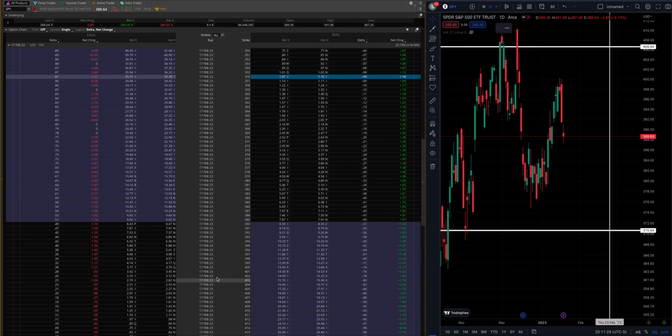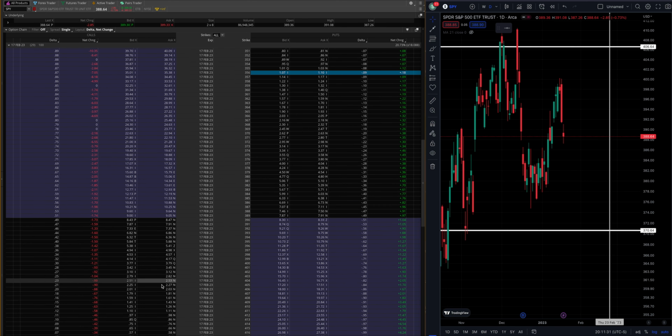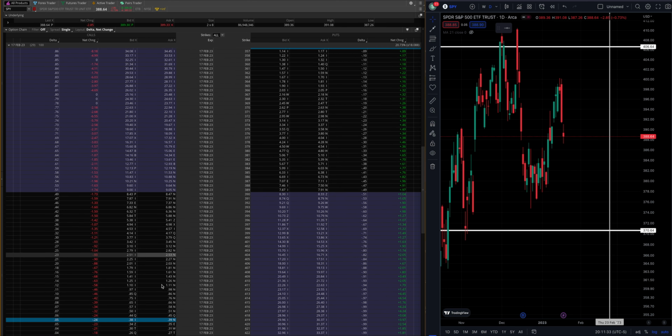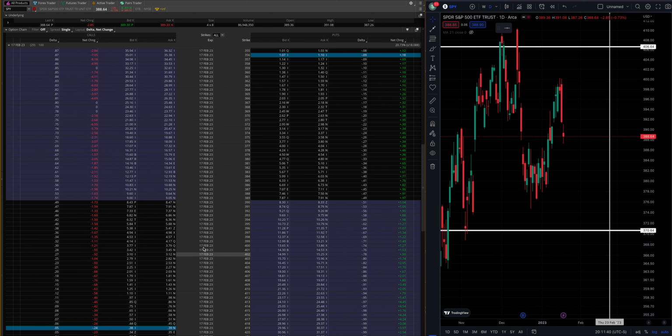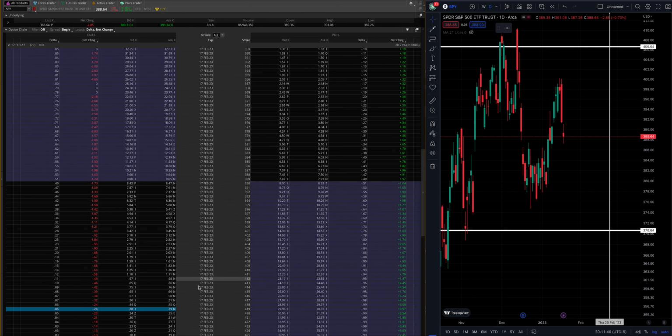On the left-hand side of our screen are the calls. Calls go up, puts go down. Now, like I said, there's a lot of factors that can change the way you say that or the way you might think about that. The calls are above the market, at least the ones that we're going to deal with right now. So we want to get to the 406s.